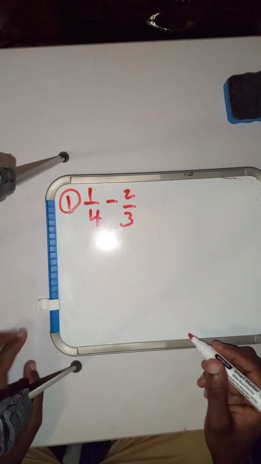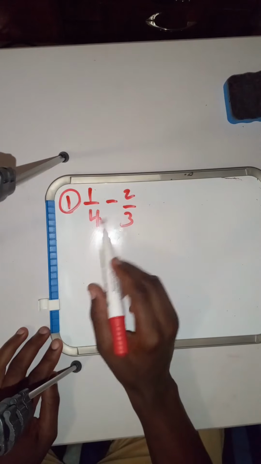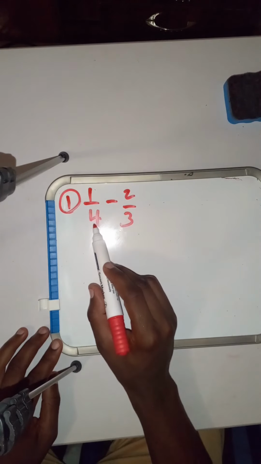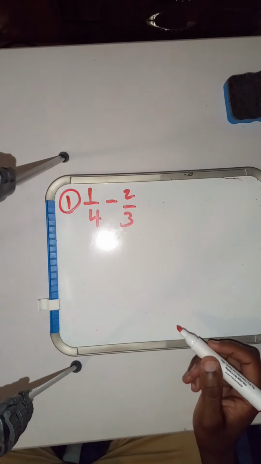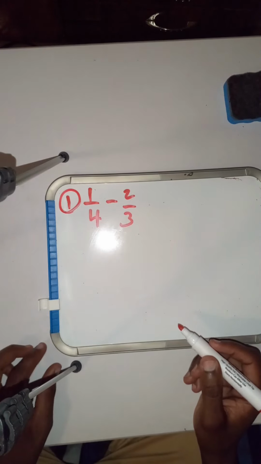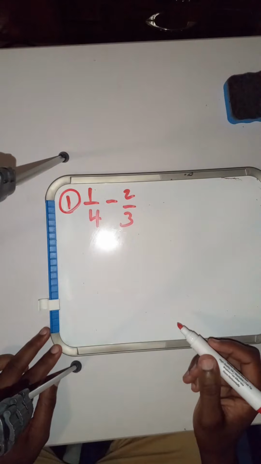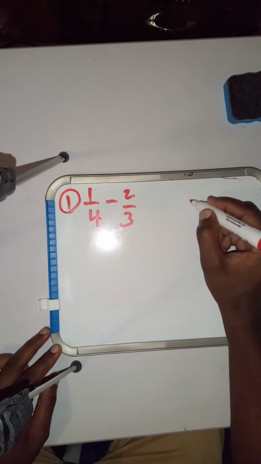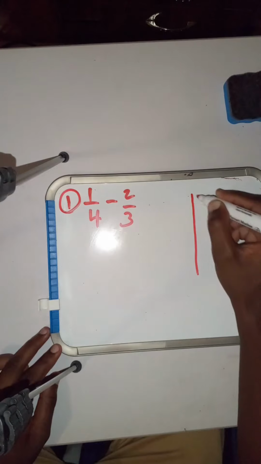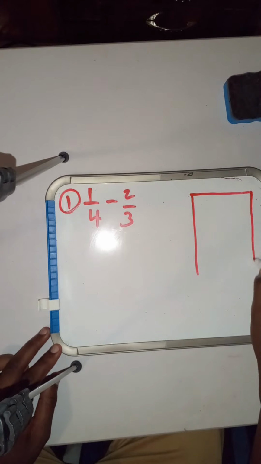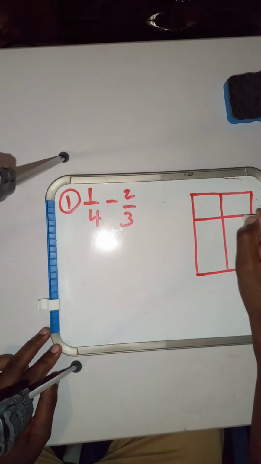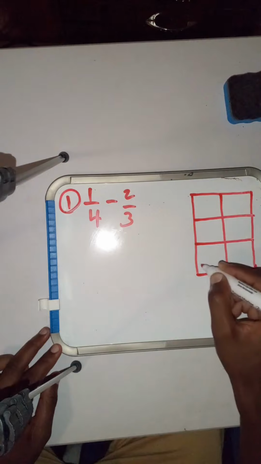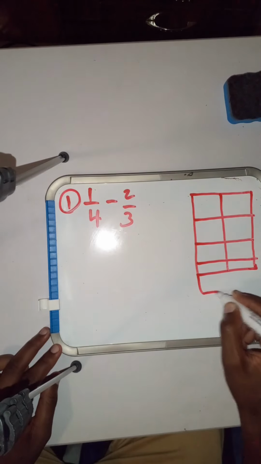I have a very easy method that I use in order to get LCD. Since you know that we need to get LCD of 4 and 3, I always find it's very difficult for my learners or for my students to get an LCD. So I came up with a very easy method that I use to get an LCD. I use a table like this. I just draw a table like this. This table is going to help me.